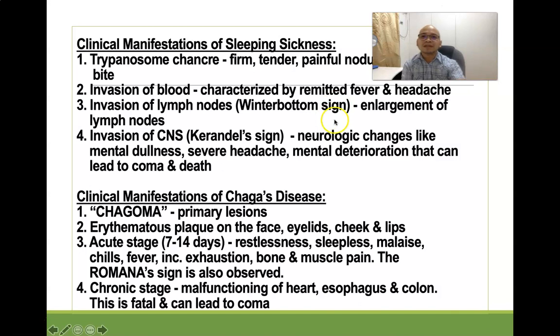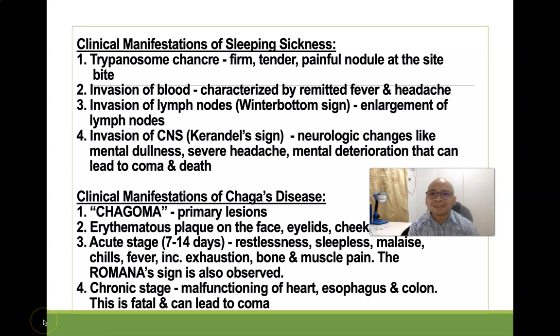So, the clinical, first there would be the so-called trypanosome chancre. So, when we say chancre, this refers to ulceration, which means that there is a firm, tender, painful nodule at the site of the bite. Then, after that, there would be invasion of blood. So, we call it parasitemia. So, once blood has been invaded, it is characterized by remittent fever, on and off fever, and headache.